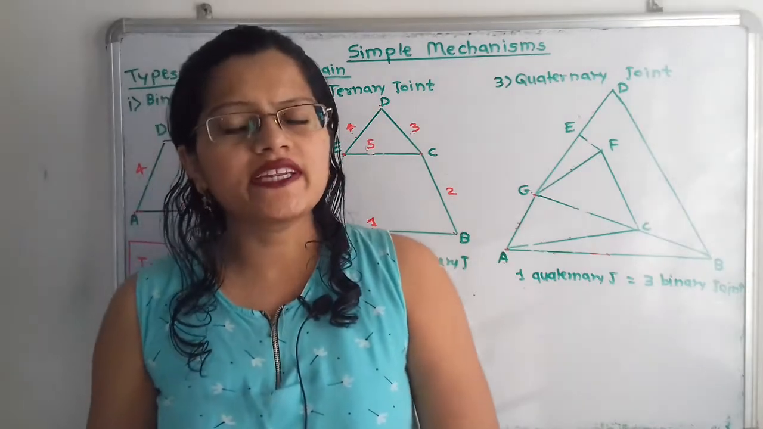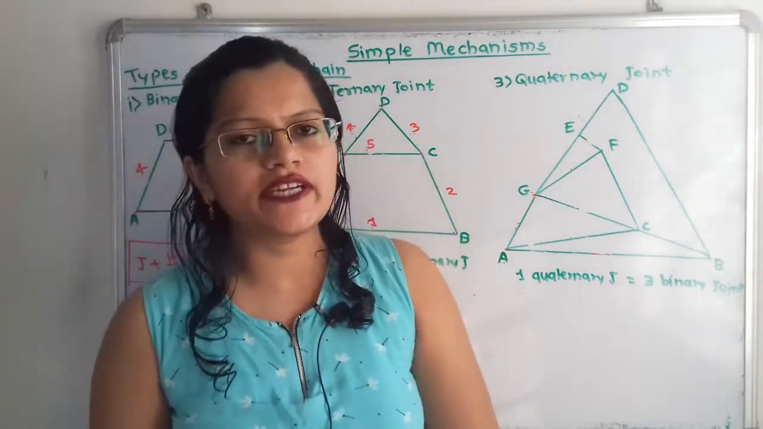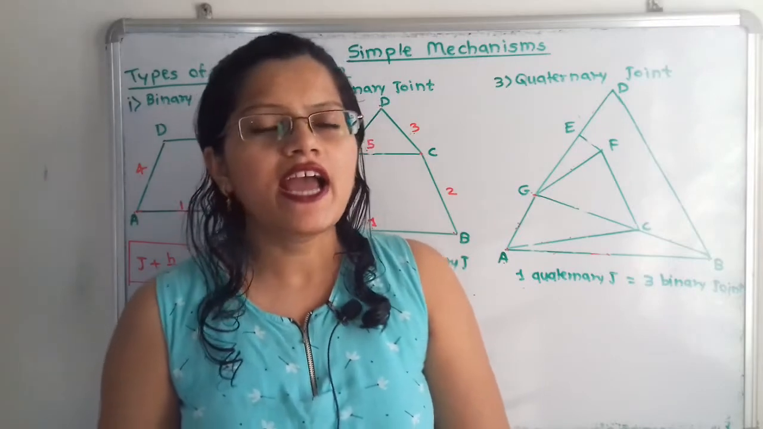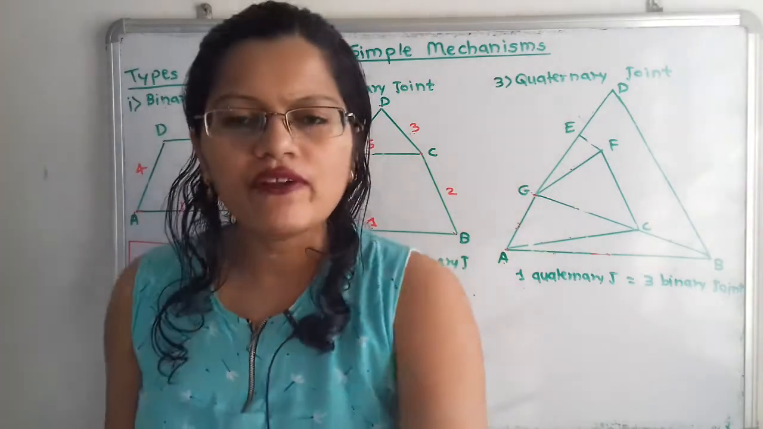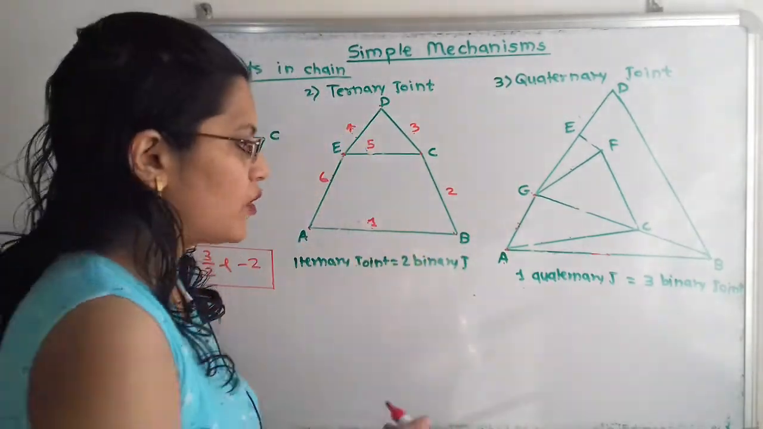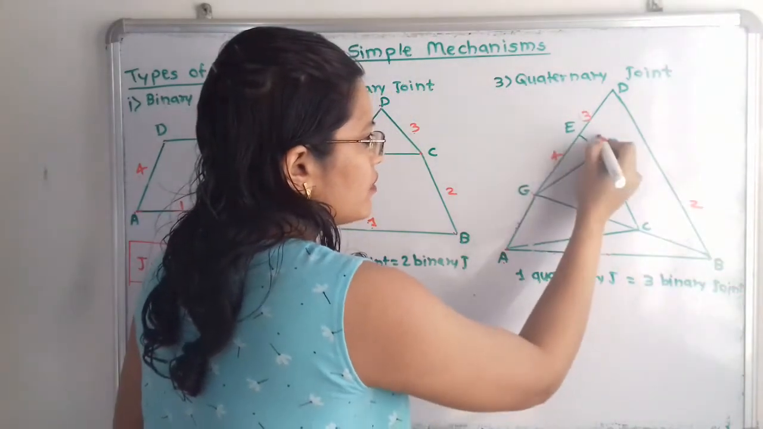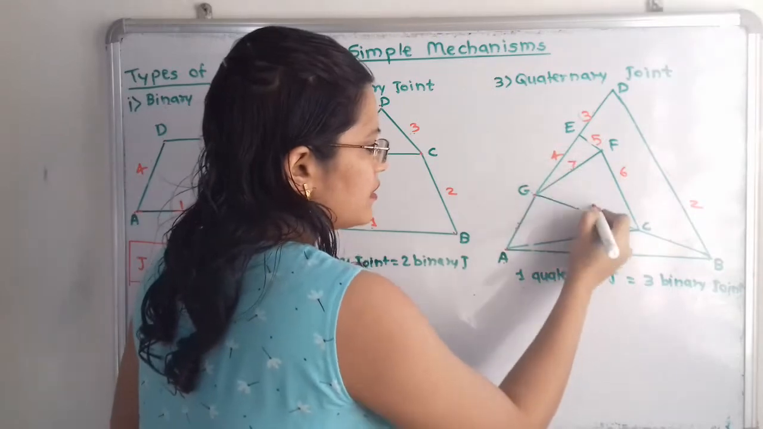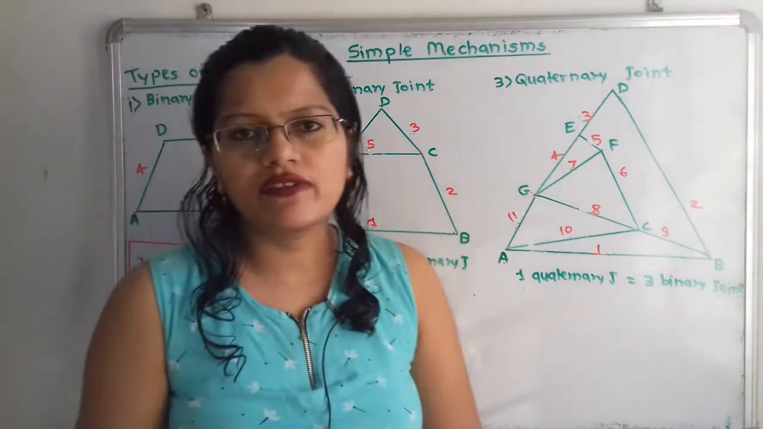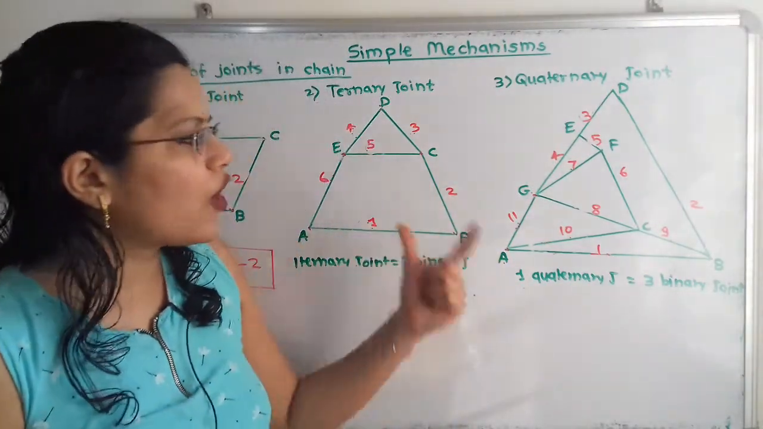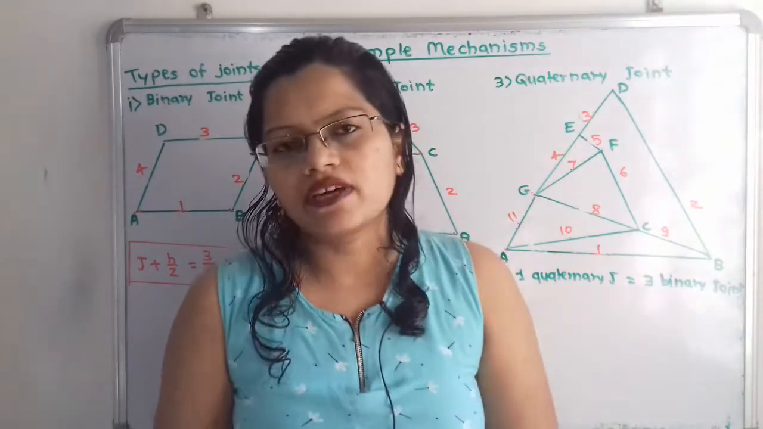Now we will move to the next mechanism and we will understand what is the quaternary joint. So quaternary joint is when four links are getting attached to one point, then that point is called a quaternary joint. So we will first give the numbers to the links. So I will give here the numbers: link 1, 2, 3, 4, 5, 6, 7, 8, 9, 10 and 11. So these are the number of links. Now we will find out how many binary joints, ternary joints and quaternary joints are given in this mechanism.